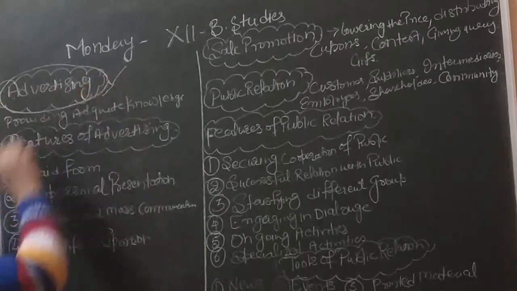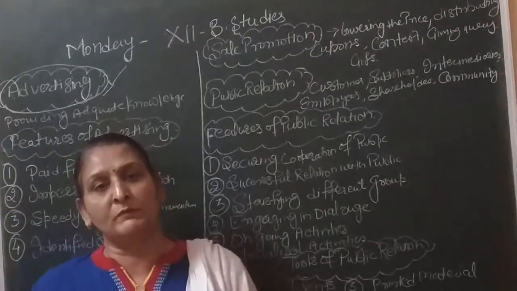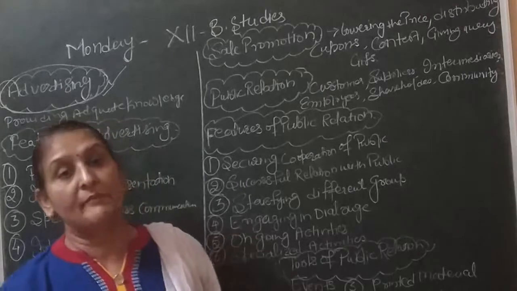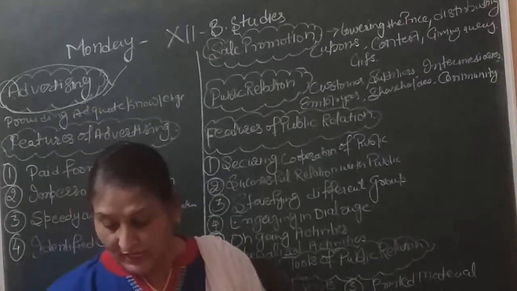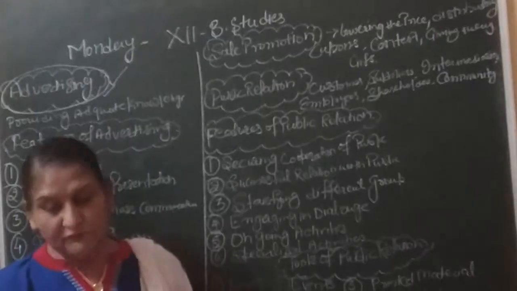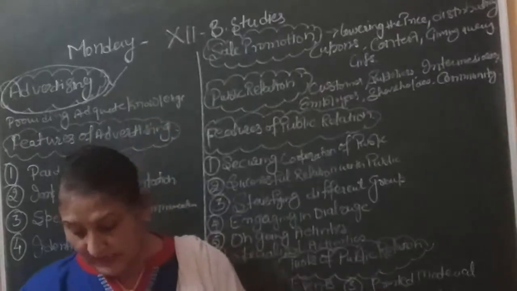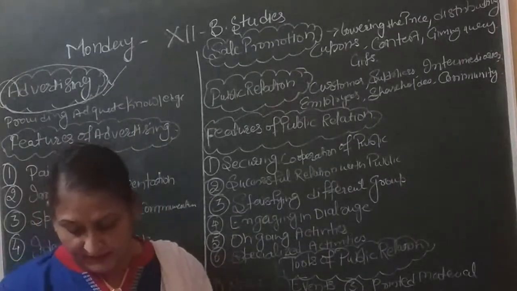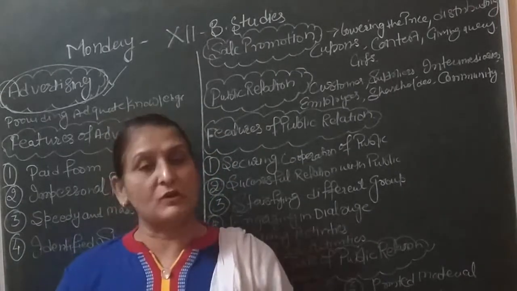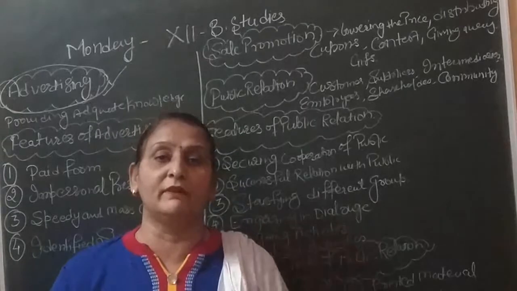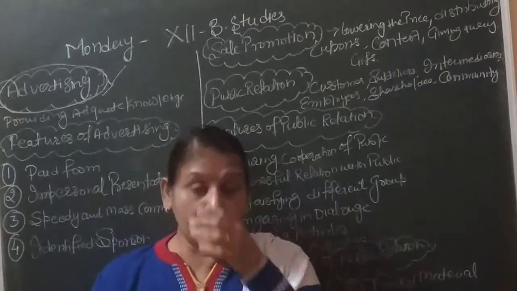Advertising means when a producer gives information, educates or gives knowledge to the customer about the product. That will be known as advertising. In advertisement, the information is given about the size of the product, the price of the product and the place of availability, right? So advertisement is a process in which the information is given by the sellers to their customers.